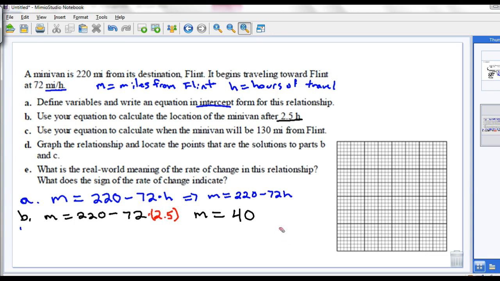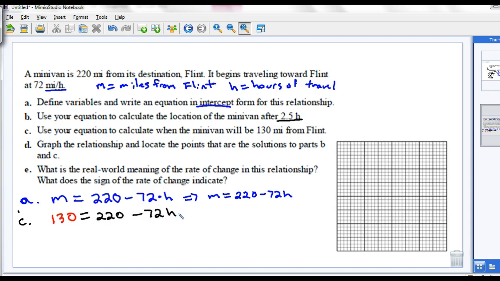I don't have enough room, so I'm just going to erase this part here, that way we can keep on going. I want to keep my equation for part A. So now what we have is, use your equation to calculate when the minivan will be 130 miles. So for part C, I'm going to put 130 in for the number of miles, and then keep going with the rest of it and say that equals 220 minus 72h.